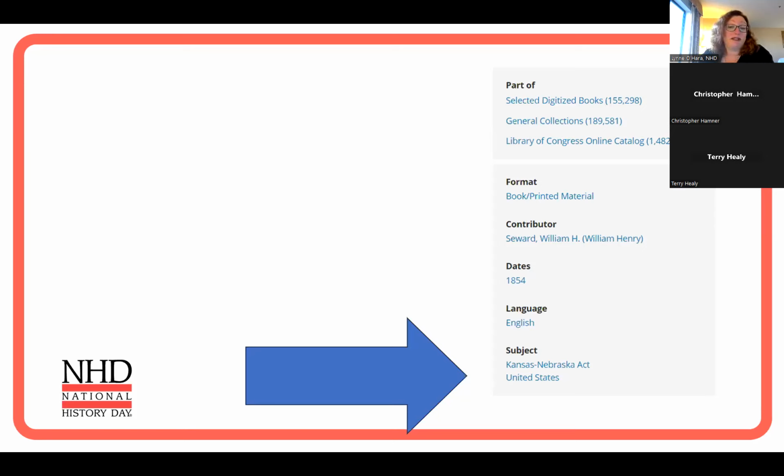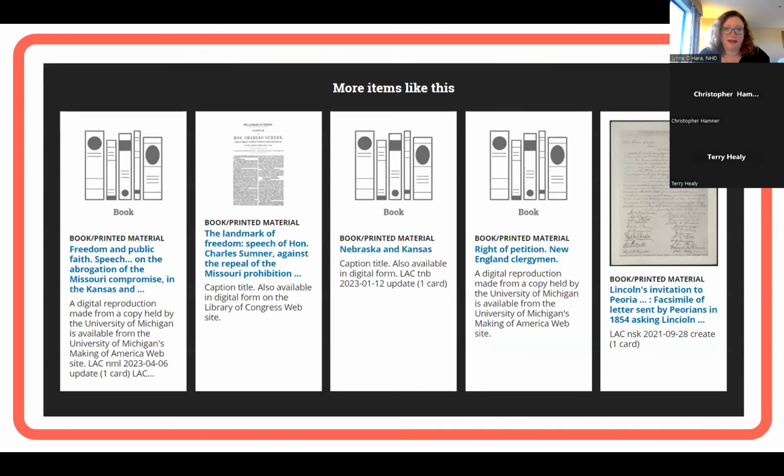We can look at other things printed in 1854. But what I find most useful is to go down to that subject act. If you click that Kansas-Nebraska Act link, that is sources that the librarians have directly linked to the Kansas-Nebraska Act, not Kansas and Nebraska and Act. That's one tip. So find one good source and start to link through the subject bars.